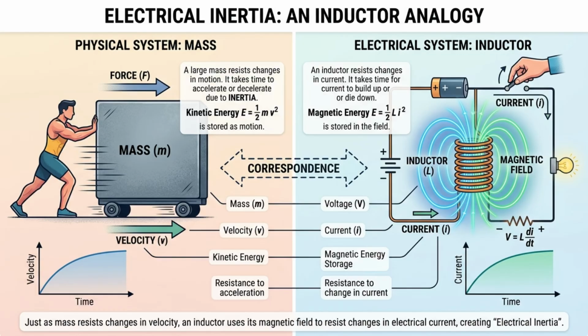An inductor can be understood as an electrical system with inertia. Just as physical objects resist changes in motion due to mass, inductors resist changes in current due to magnetic energy storage. This analogy helps bridge the gap between physical intuition and circuit behavior.